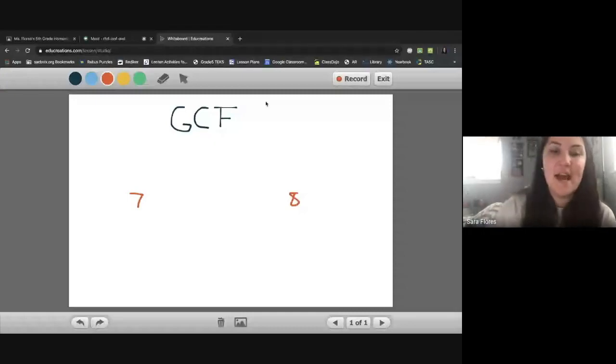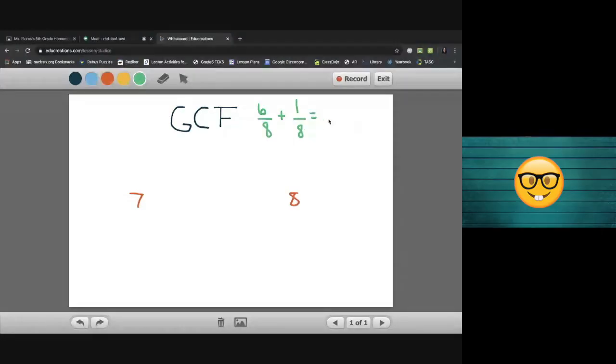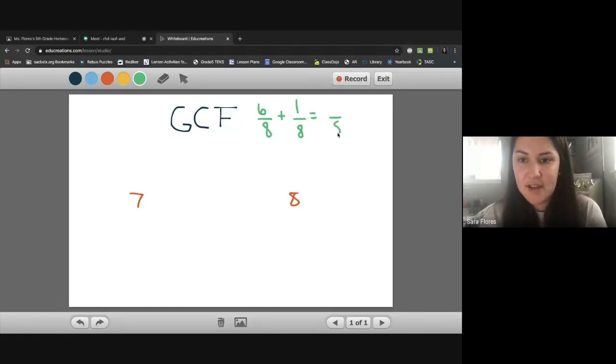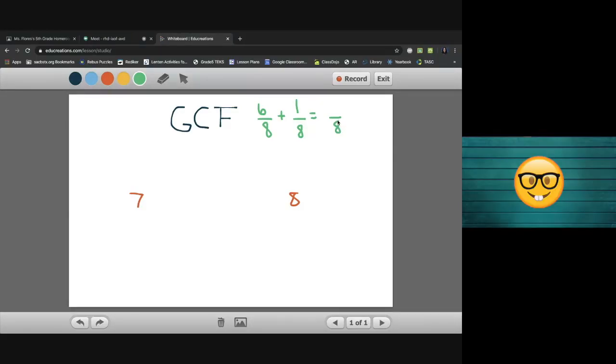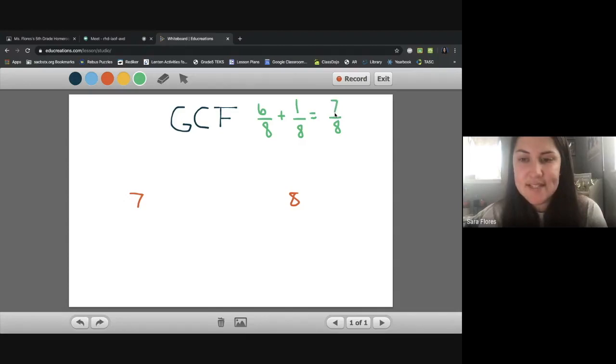So let's say I have 6 over 8 plus 1 over 8. Can anyone tell me how we add that? First, with your denominators, since they're the same, they would stay the same. Exactly. Good. So my denominator stays at 8. And what do I do to my numerators? You would add 6 plus 1. Good, exactly. So really simple, right? When I have the same denominator, it's a piece of cake.